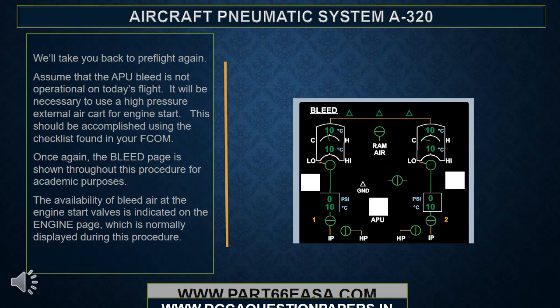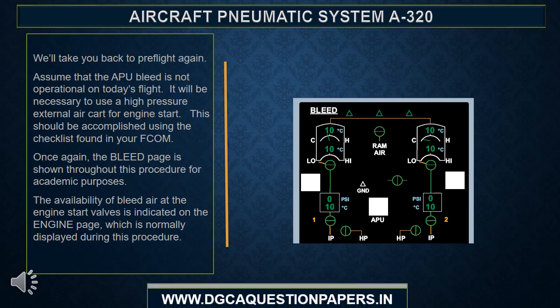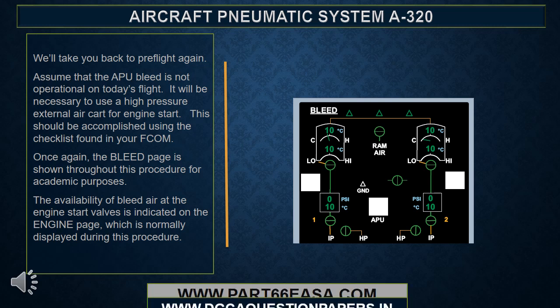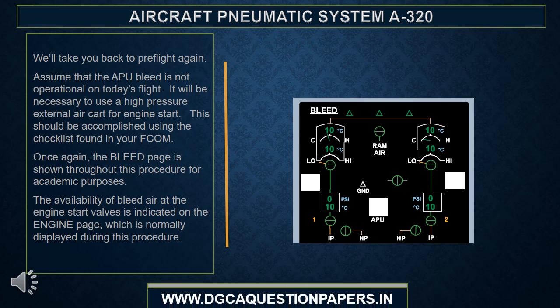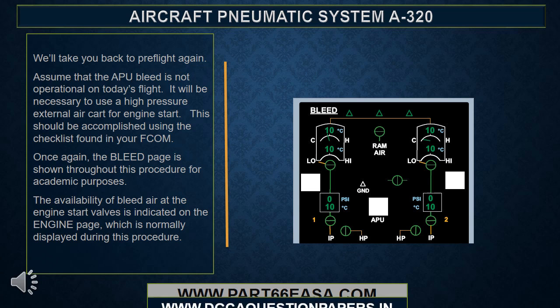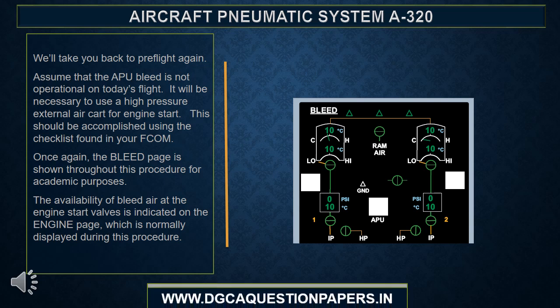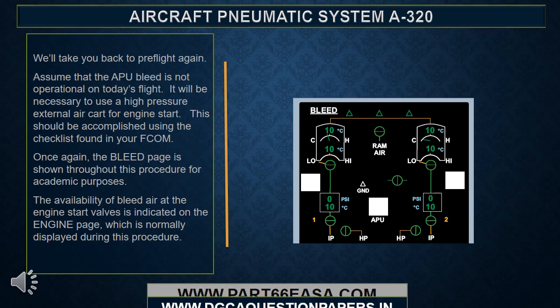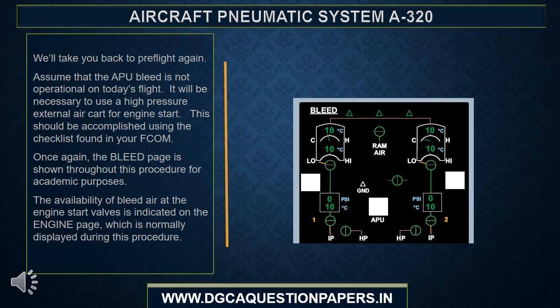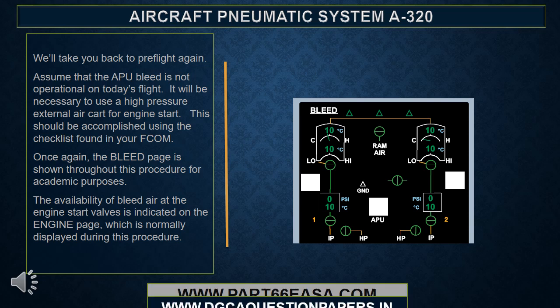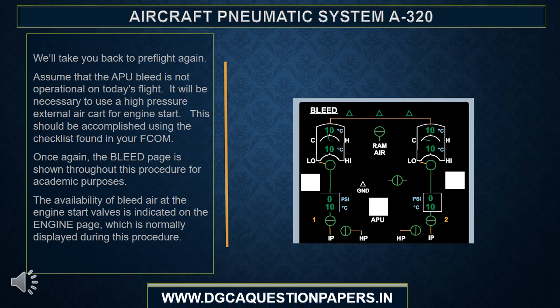Assume that the APU bleed is not operational on today's flight. It will be necessary to use a high-pressure external air cart for engine start. This should be accomplished using the checklist found in your FCOM. Once again, the bleed page is shown throughout this procedure for academic purposes. The availability of bleed air at the engine start valves is indicated on the engine page, which is normally displayed during this procedure.